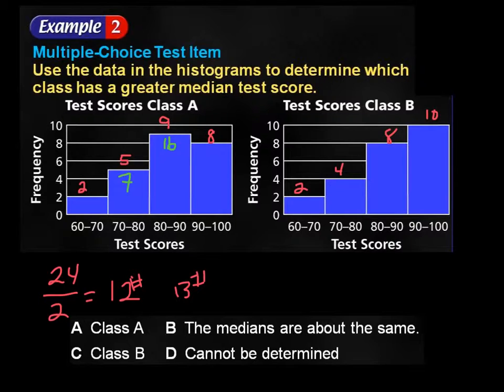Okay, so my median is going to be in the 80 to 90 there, and 2 plus 4 is 6, plus 8 is 14. Again, it's in the 80 to 90, so they should be about the same, even though we don't know exactly what they are. They're in the same measurement class.